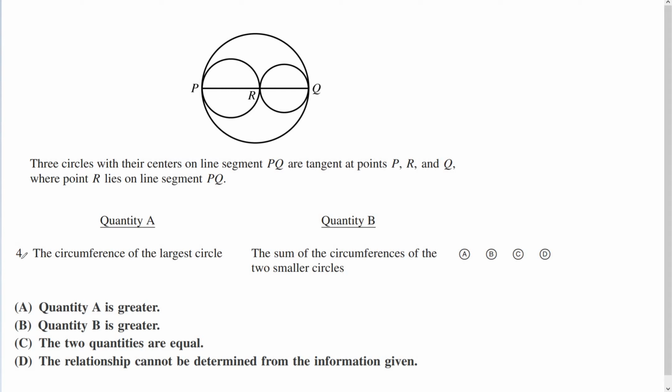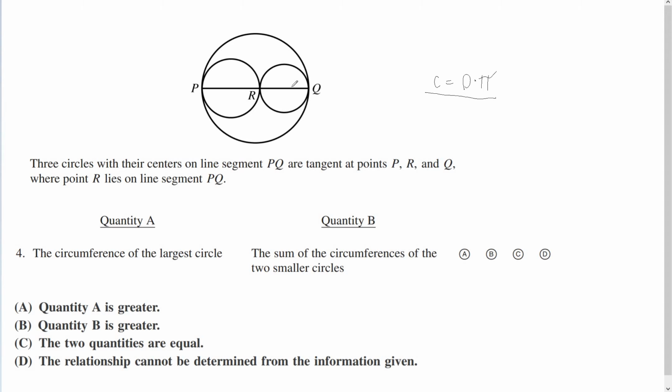And then it wants to know what is larger, the circumference of the largest circle or the sum of the circumferences of the 2 smaller circles. So the formula you need to know for this one is that circumference is equal to diameter times pi. This is the formula that you want to know.